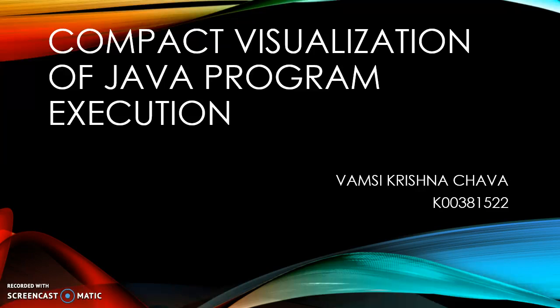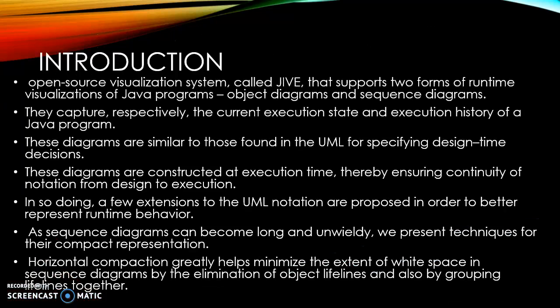Today I am going to tell you about compact visualization of Java program execution. Coming to the introduction, Jive is an open source visualization system that supports two forms of runtime visualization of Java programs: object diagrams and sequence diagrams. They capture, respectively, the current execution state and the execution history of a Java program.